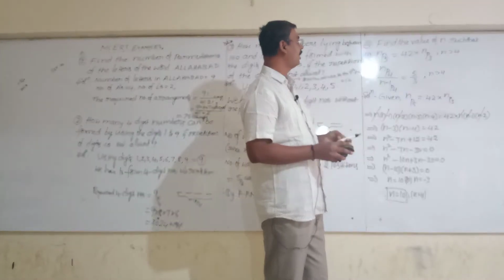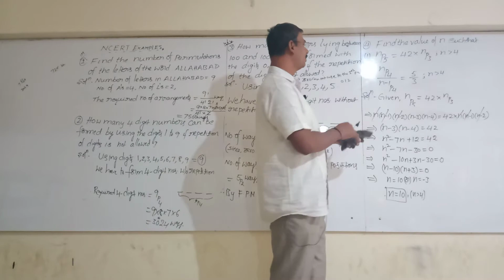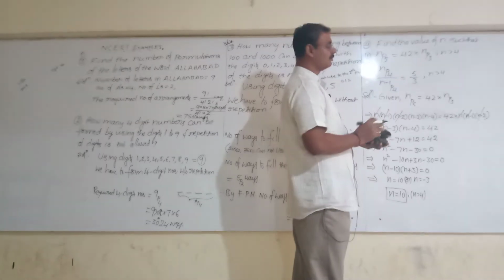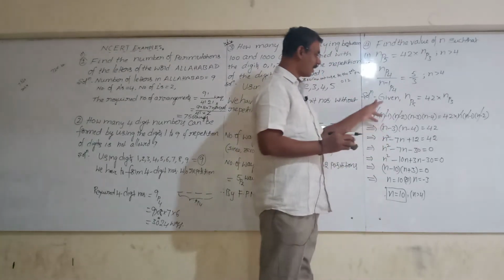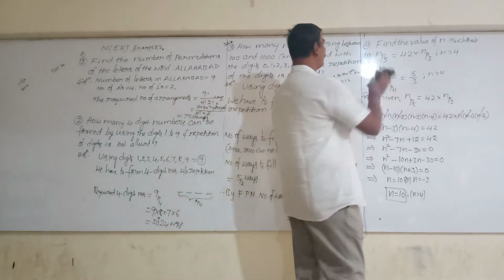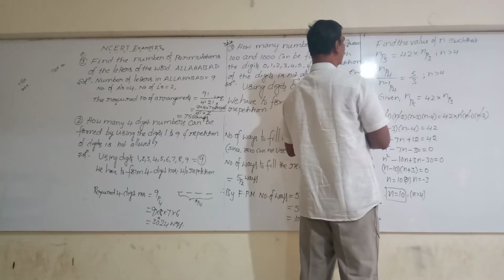Next, here I will do one more question. The second bit, do it yourself. It is the same model problem: nP4 and n minus 1 P4, simplify. I hope you understand this logic, very easy. Now I am going to do question number 5. Take the next question.